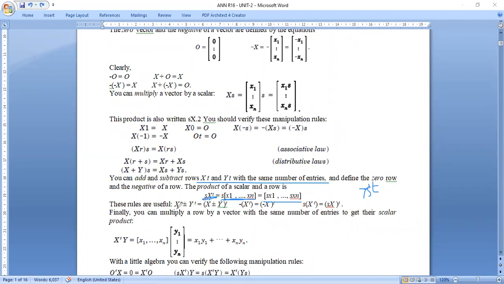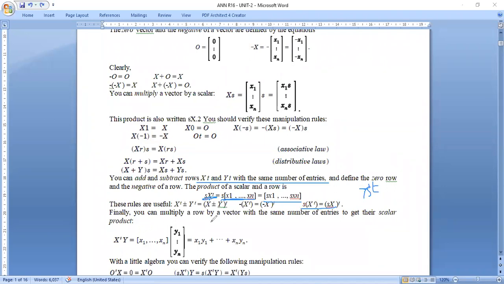The first rule is (x plus or minus y) whole to the power of t equals x^T plus or minus y^T. And (minus x) whole to the power of t equals minus x^T. And see this one: s times x^T equals (sx) whole to the power of t. You may write it like this also.